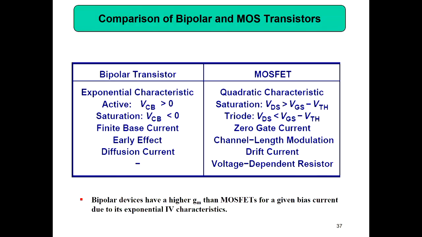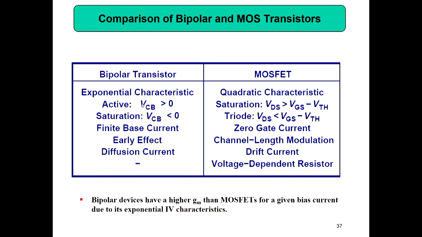Then a comparison of bipolar and MOS transistors. The bipolar transistor has exponential characteristics, meaning your collector current depends upon the base emitter voltage in an exponential relationship. So your IC equals IS times exponential VBE by VT. For the MOS, quadratic characteristics: your drain current is proportional to VGS minus VTH the whole square.